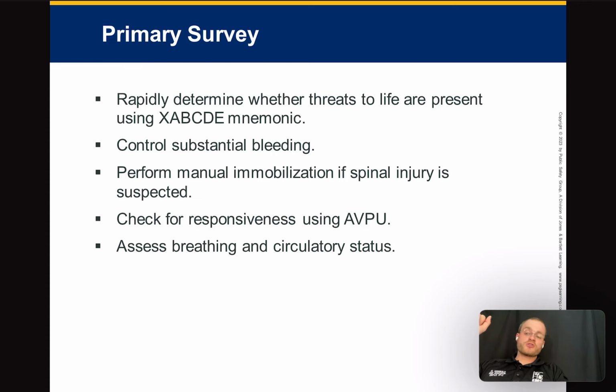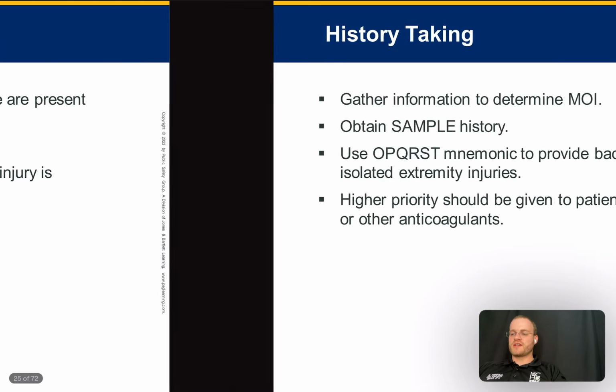And so we can control most bleeding through direct pressure, or if it's on the extremities, you can use a tourniquet. If it's in torso-junctional wounds, you can use direct pressure and/or wound packing. And so keep that in mind. We have all those tools in our toolbox. Before manual immobilization, if spinal injury is suspected, check for responsiveness using the AVPU scale and assess breathing and circulatory status.